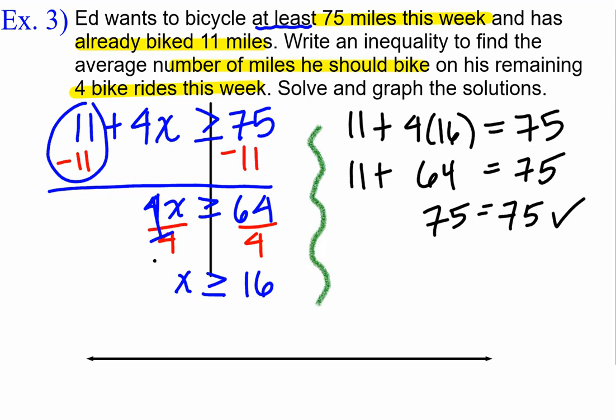This x is greater than or equal to 16 is looking good. So we're going to put it on our graph. We're going to have a 0 and a 16. Because it needs to be equal to that number, it's going to be a closed circle.